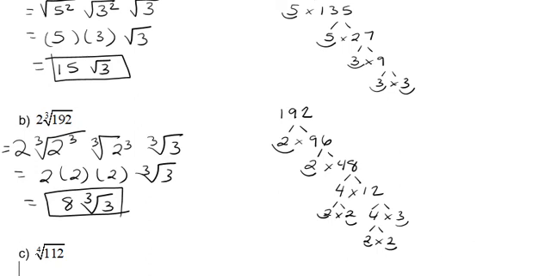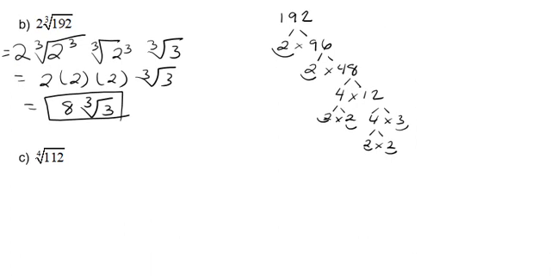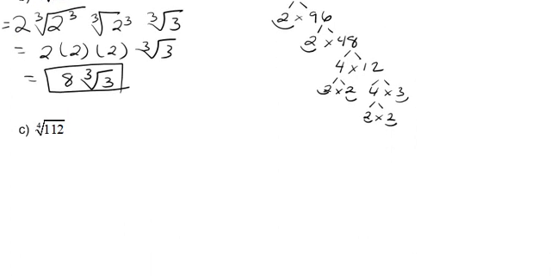And our last one here, sorry, not cube root, fourth root of 112. So 112, looking for factors that come out of that. Again, 2 is going to come out of that. So 2 and 56. 2 and 29.